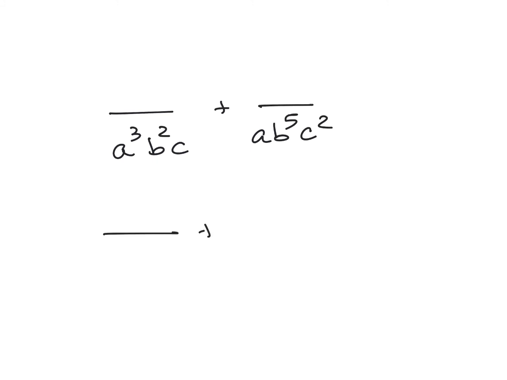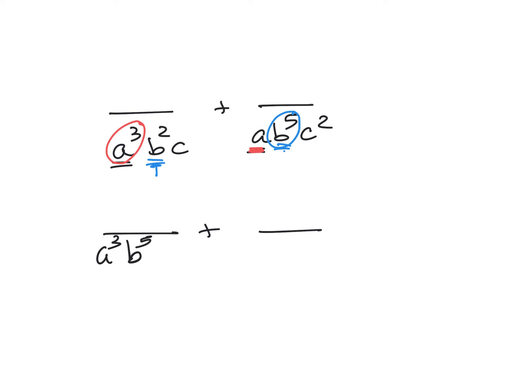What if I had a to the third b squared c, plus a b to the fifth c squared? What would be my common denominator? I look at the a's, and I have to take the a that has the highest exponent. This one is a to the third, where this is only a to the first. So I have to have an a to the third in my denominator. Then I look at the b's. I have to select the b that has the highest power, and this one is b to the fifth, where this is only b squared. So I have to have b to the fifth.